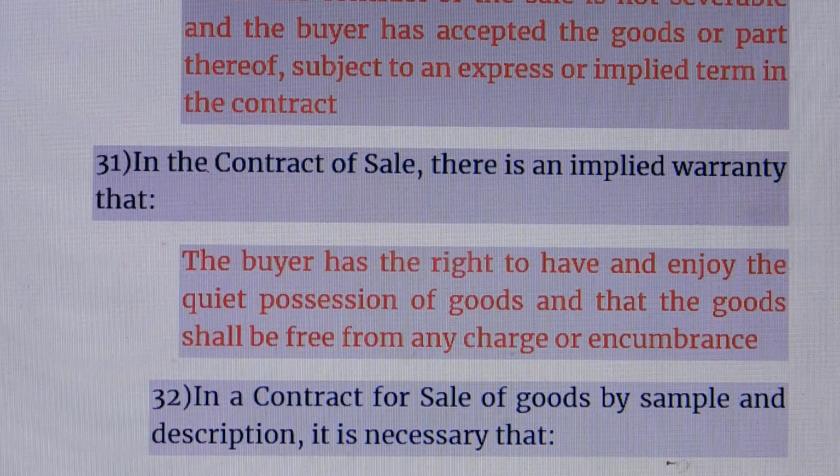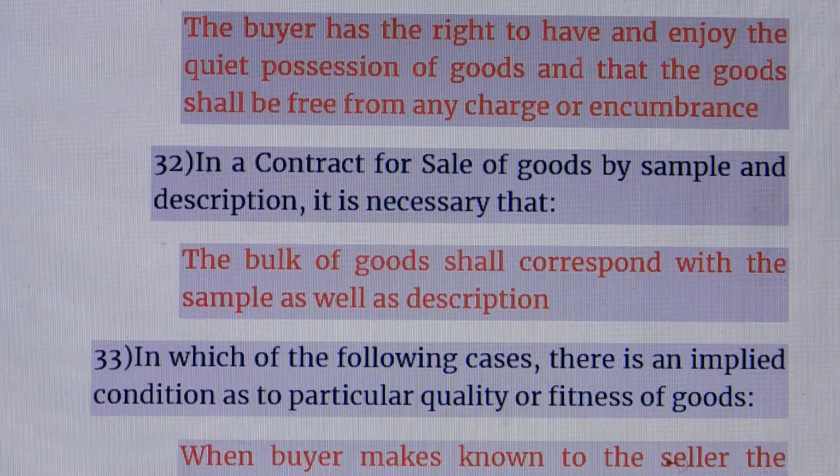Question number 31. In the contract of sale, there is an implied warranty that. Answer is the buyer has the right to have and enjoy the quiet possession of goods, and that the goods shall be free from any charge or encumbrance. Question number 32. In a contract for sale of goods by sample and descriptions, it is necessary that. Answer is the bulk of goods shall correspond with the sample as well as description.